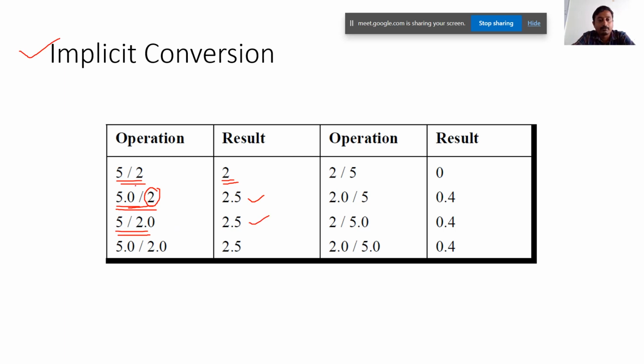So remember, when we have integer by integer, you will get integer, otherwise you will get a floating point result. Here also it will be 0 point something, but as it is integer by integer, you will get a pure integer number.